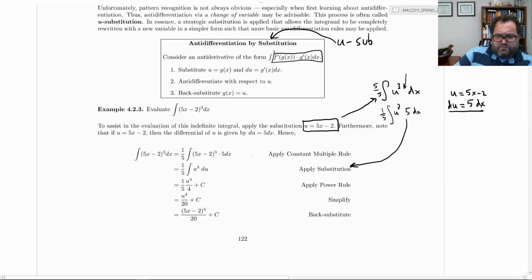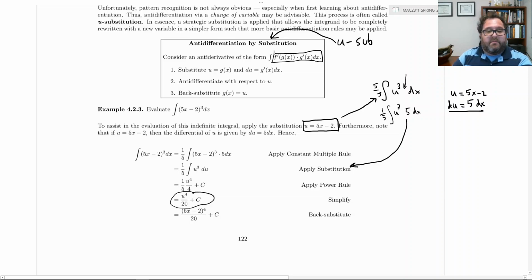Now, why do we do that? Well, now that's a super easy indefinite integral. It's just a power function. So I can use the power rule: we increase the power by 1 and divide by that new power. We increase the power by 1, get u to the 4th, and divide by 4. And of course, I have to multiply by that 1/5 out front. So if I simplify that a little bit, I get u to the 4th over 20 plus C.